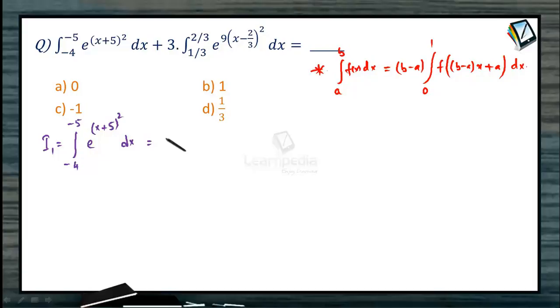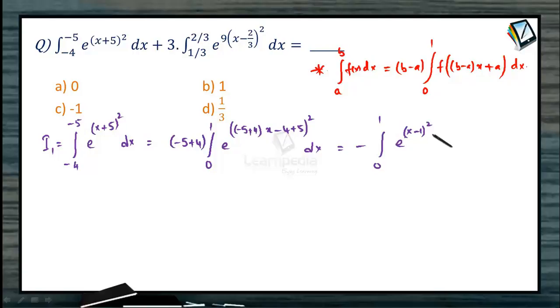Now when we use that property here, this becomes (-5 minus -4), that is, -1 times the integral from 0 to 1 of (e^((-5 - (-4))x - 4 + 5))² dx. Now this is the same as minus the integral from 0 to 1 of (e^(x-1))² dx. Let's call this equation 1. Now the advantage here is that the integral from -4 to -5 has been brought to 0 to 1.